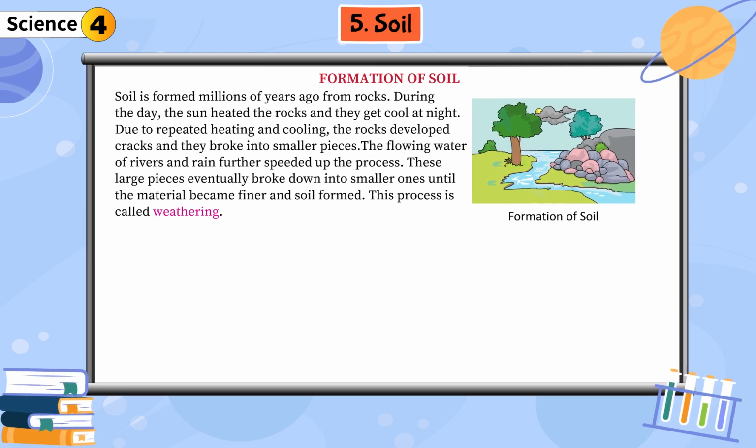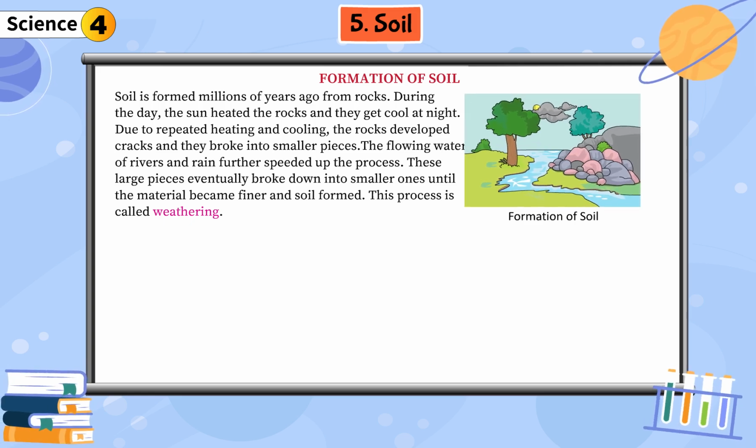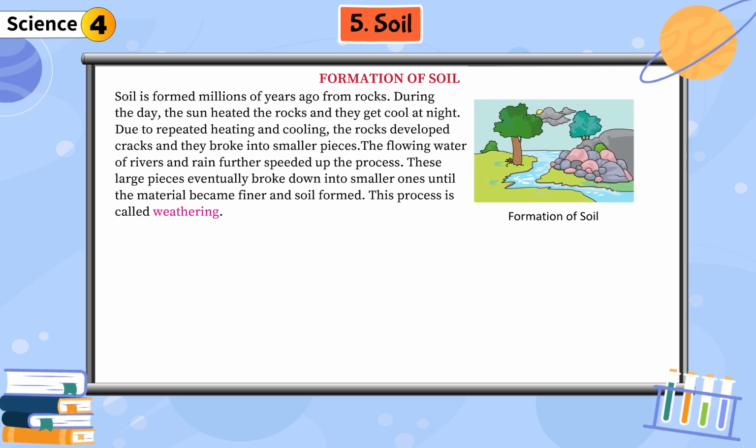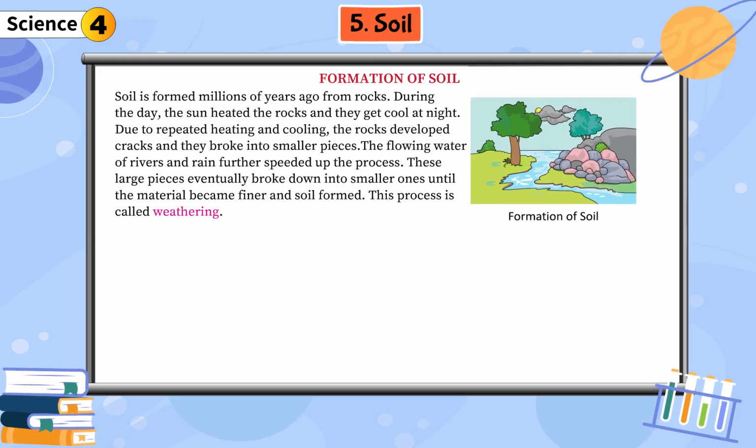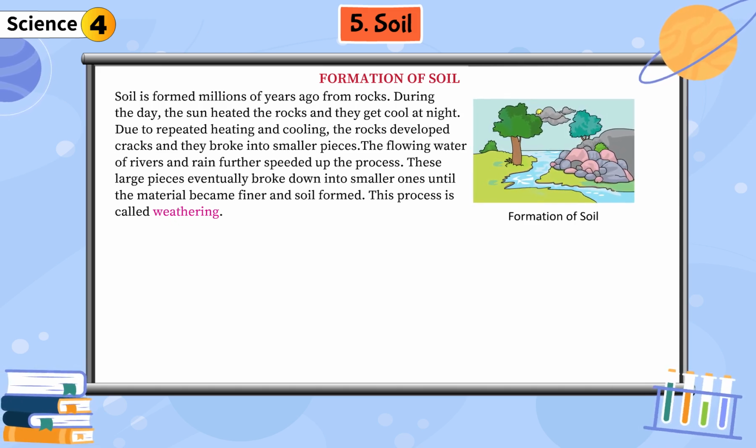During the day, the sun heated the rocks and they got cool at night. Due to repeated heating and cooling, the rocks developed cracks and broke into smaller pieces. The flowing water of rivers and rain further speeded up the process. These large pieces eventually broke down into smaller ones until the material became finer and soil formed. This process is called weathering.